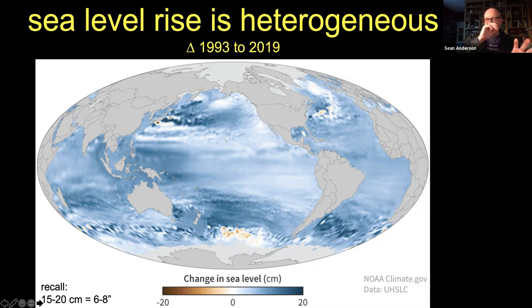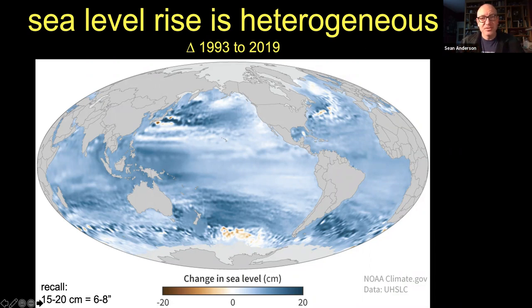What's the scale we're talking about? So if we take these super dark brownish, tan colors, or the super dark bluish colors, we're talking 15 to 20 centimeters, and that's on the order of half a foot to three quarters of a foot, right? That's a good amount, right? And while a little bit is like a few inches, you might be thinking, is that really that big a deal? When you think about the entire planet, that is a big deal, right?